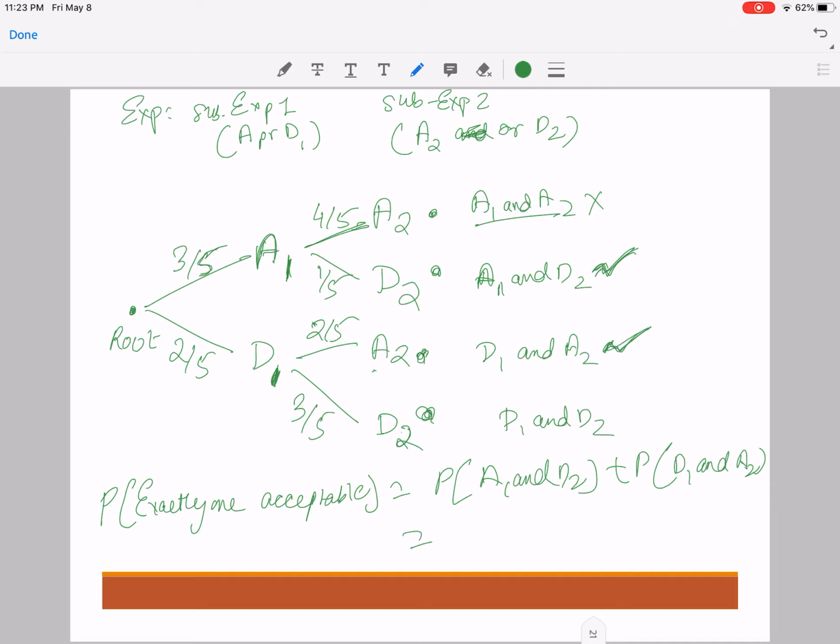Now to find the probabilities of these leaves, I'll trace the path from the root all the way to these leaves. So the probability of the first leaf here, A1 and D2, is 3/25. Probability of D1 and A2 is 4/25. And when I add these probabilities together, I get 7/25. So that's the probability for part 1, exactly one acceptable.